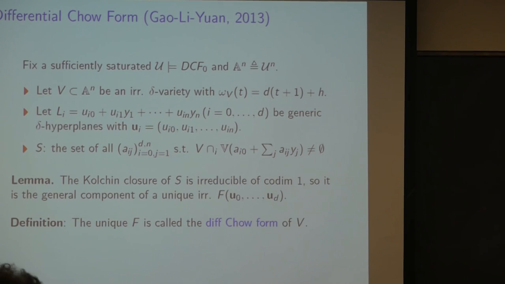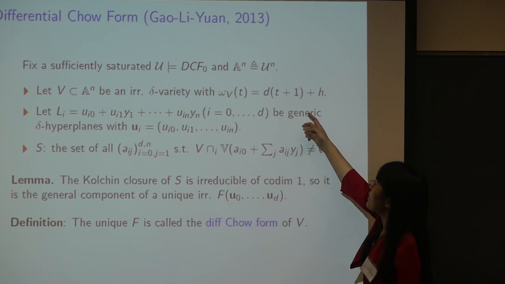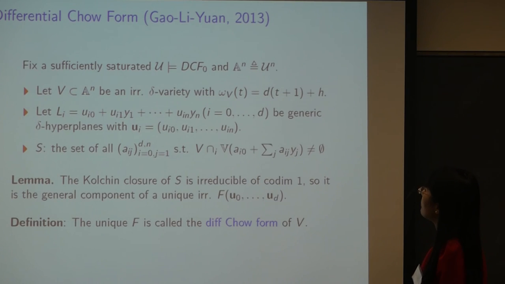Here, the basic differential affine space is just the affine space defined over a sufficiently large universal differential field. All characteristics are zero. Suppose V is an irreducible differential variety of differential dimension d and order h. That means the Kolchin polynomial of this irreducible differential variety should have this form.